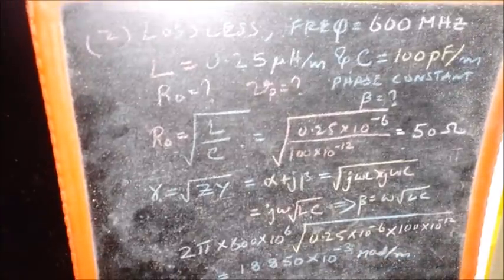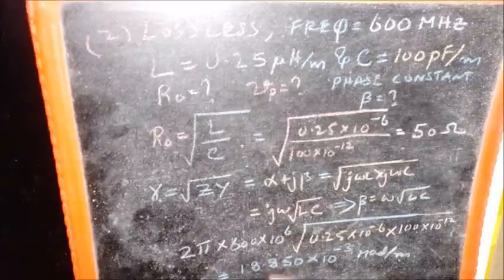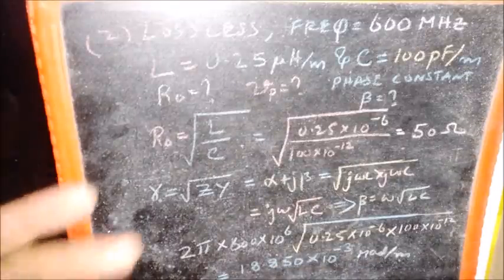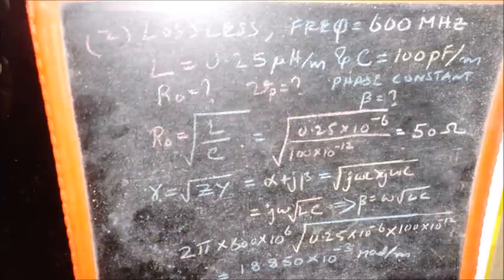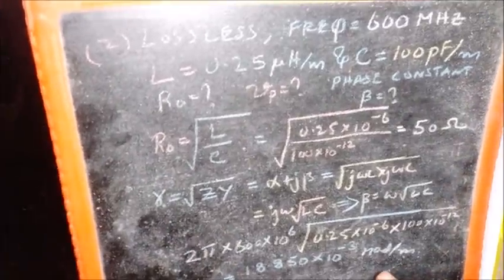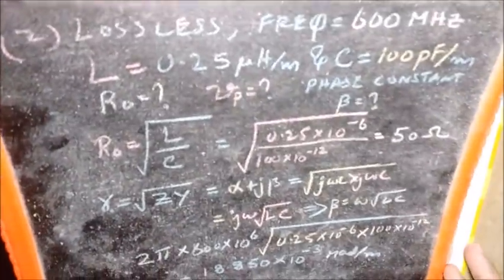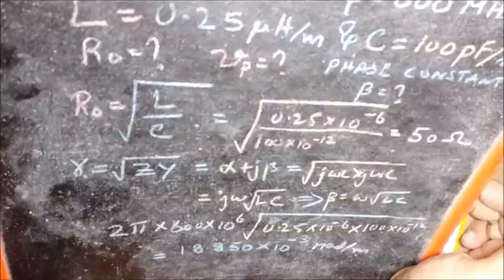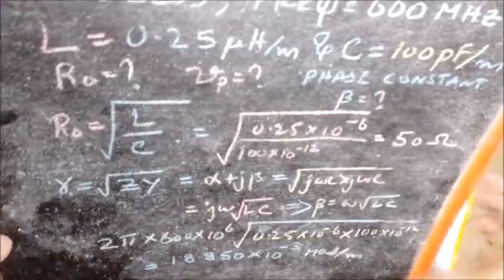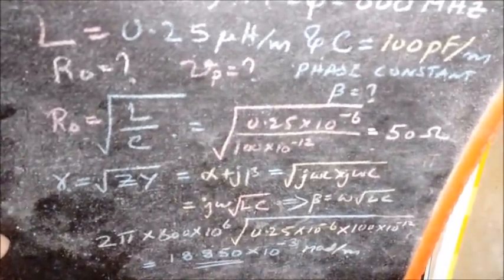Remember, the phase constant will have the unit of radians per meter, because this is going to appear as beta into z inside the cosine term, or as e power j beta z. So that means that beta into z has to be in terms of radians, so beta will be radians per meter. So that tells us what is beta.